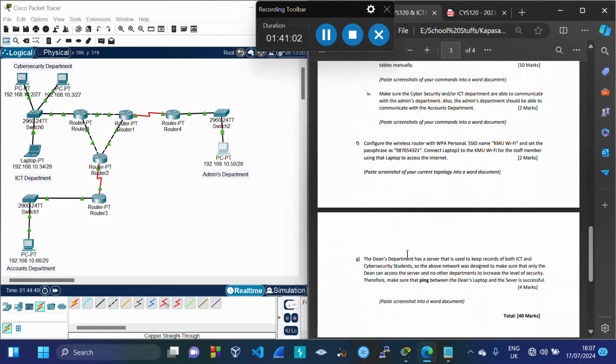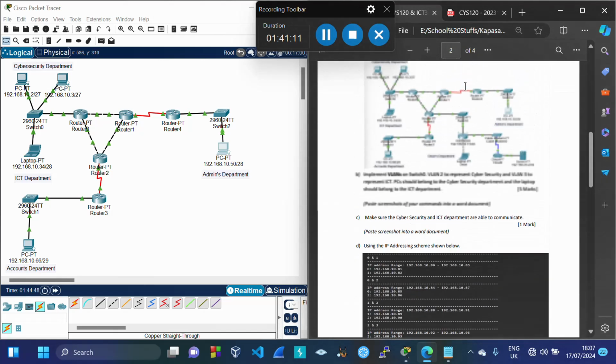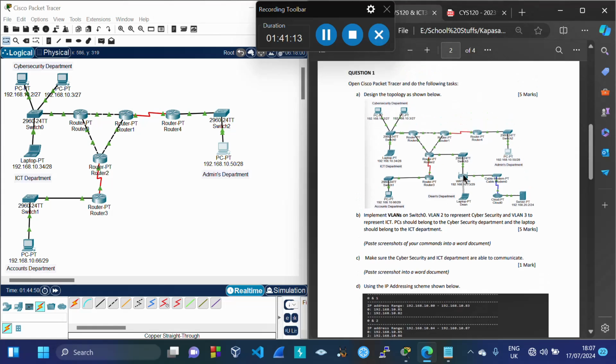So we are now at question F. Question F says configure the wireless router with the WPA personal. So far my topology doesn't have the wireless router. We need to go under network devices, wireless devices, then we get the 300N based on the question. So I'll drag the router, which is the 300N, and put it here like that.